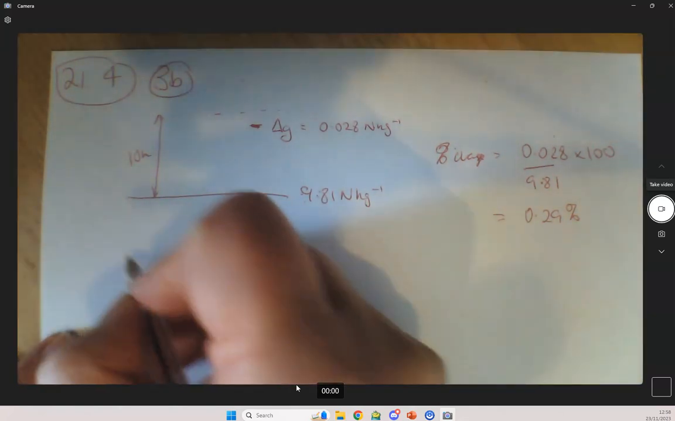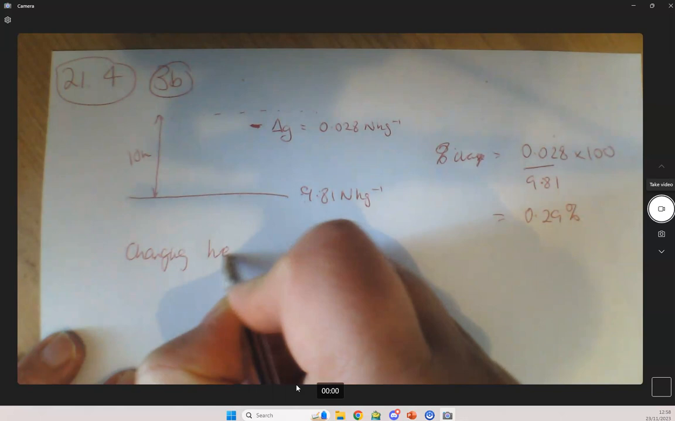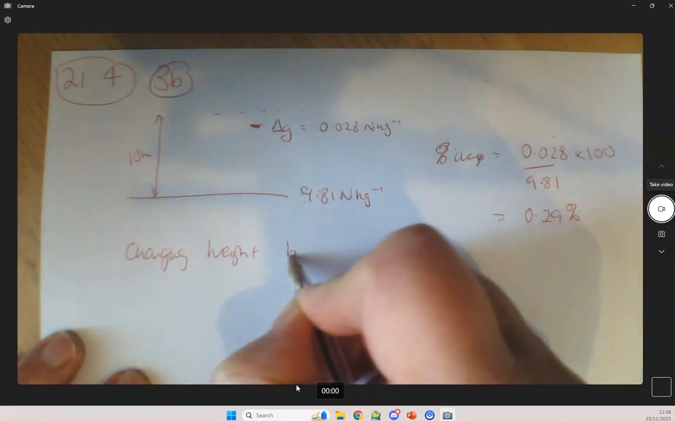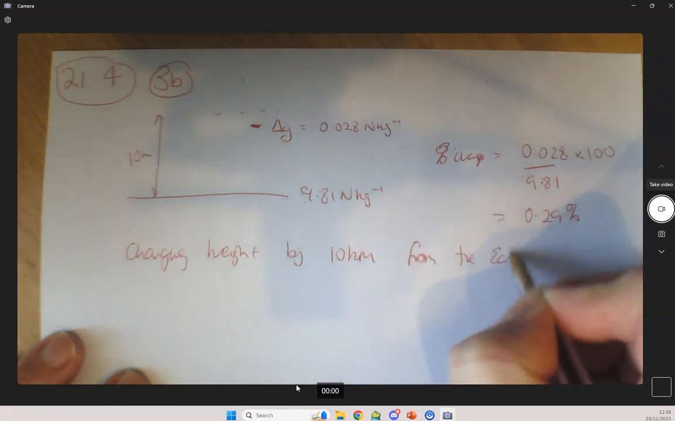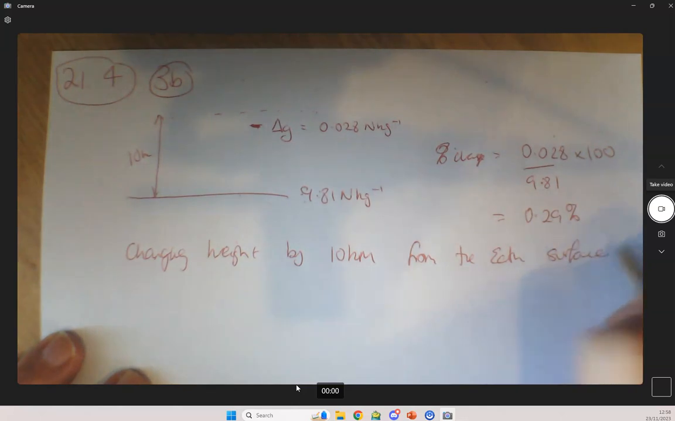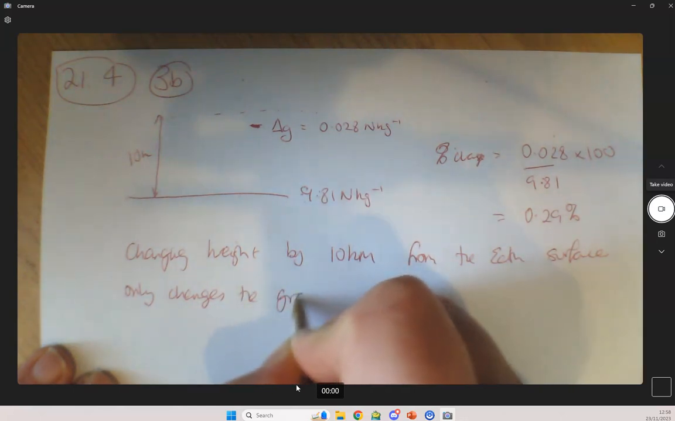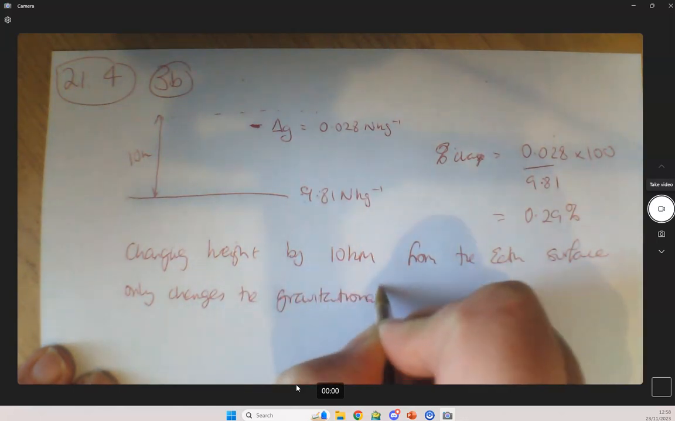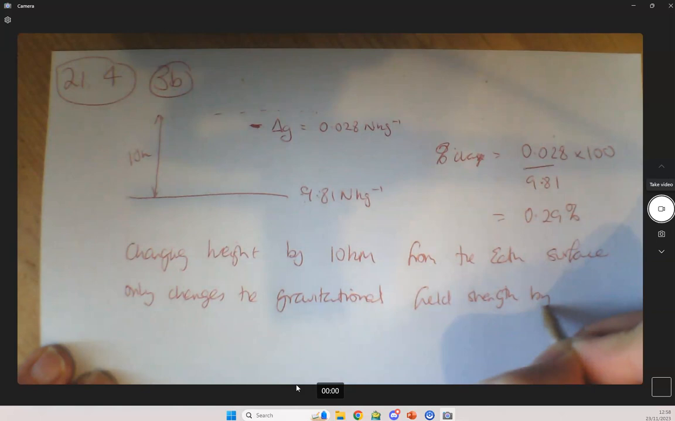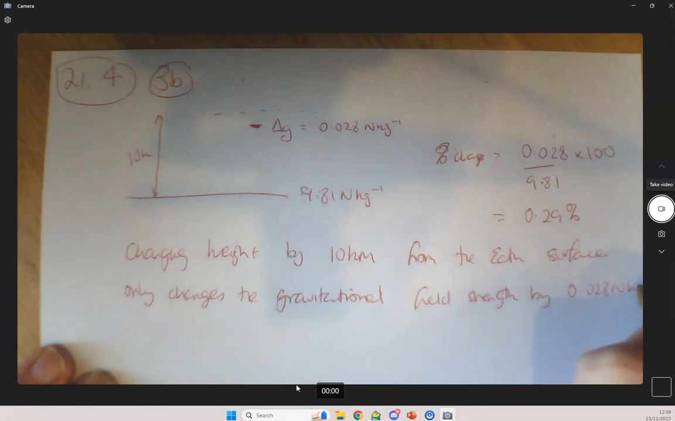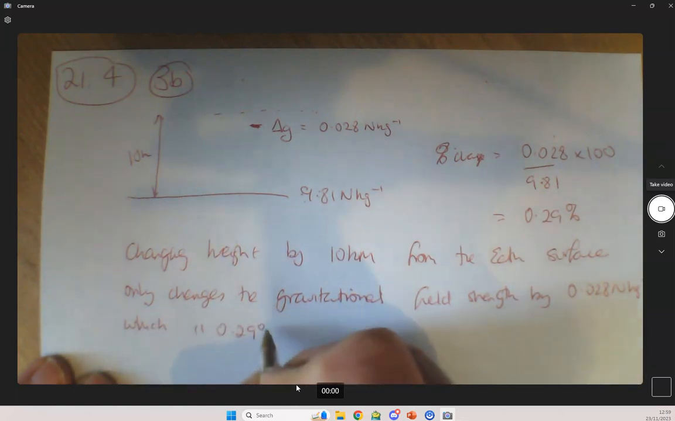So, changing height by 10 kilometres from the Earth's surface only changes the gravitational field strength by 0.028 newtons per kilogram, which is 0.29%.